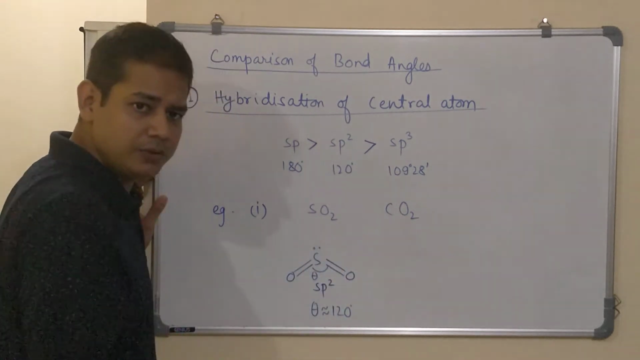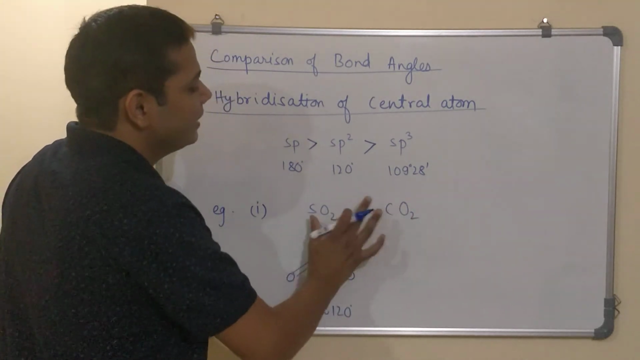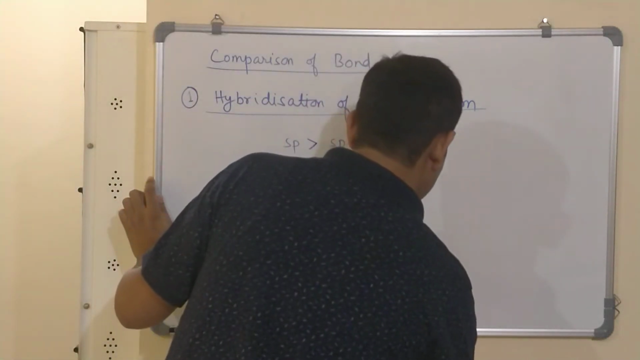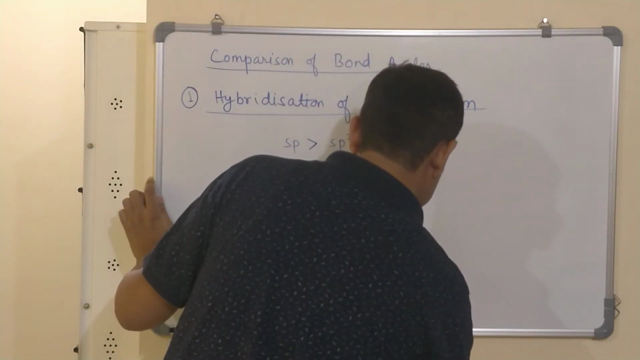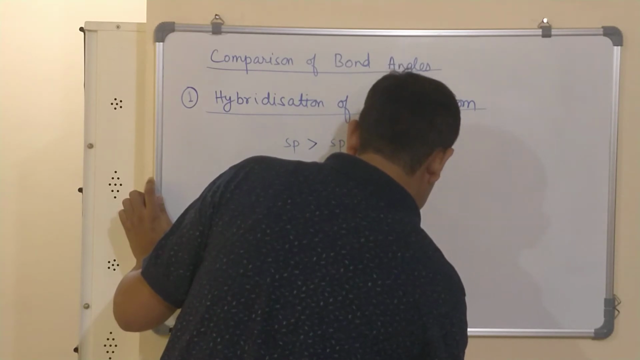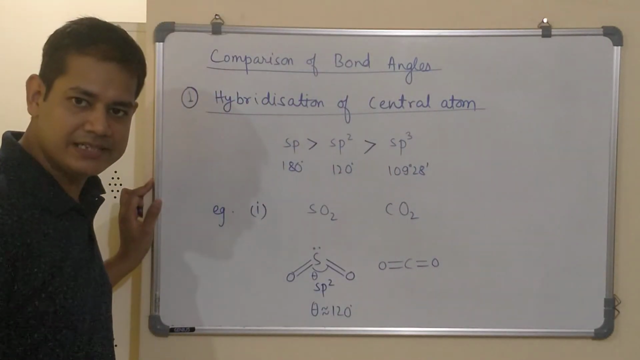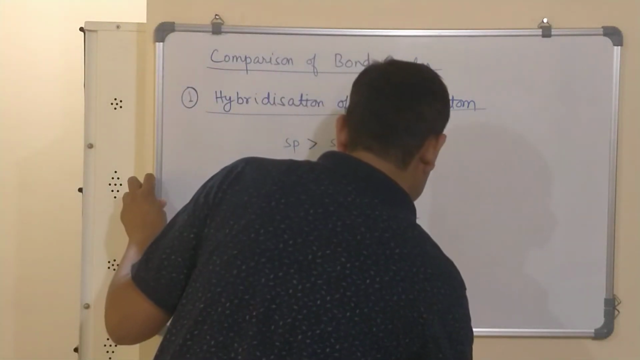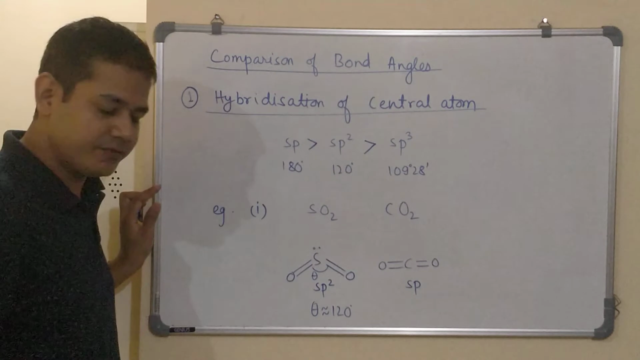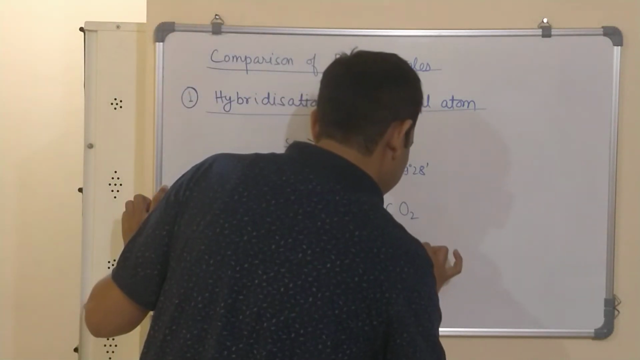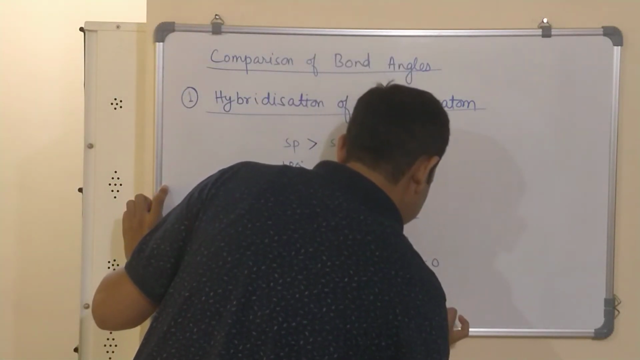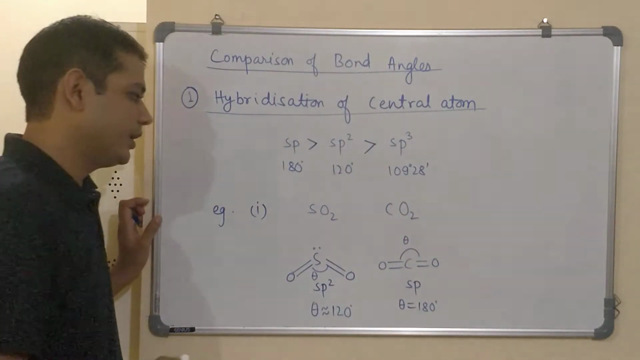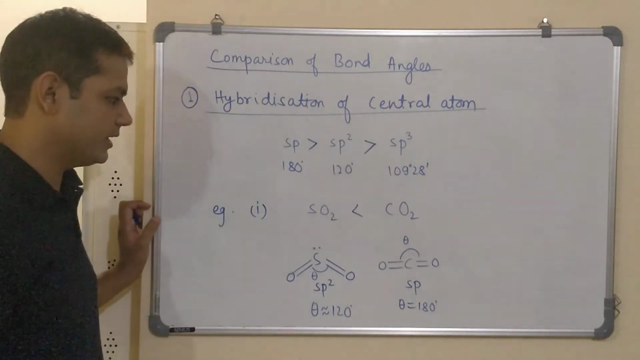They appear very similar by their molecular formulas, SO2 and CO2. If we draw the structure of CO2, there are two carbon-oxygen double bonds. Carbon has only 4 valence electrons, so there is no lone pair left on the carbon atom. The hybridization of the carbon is sp. If you look at the bond angle theta, it is 180 degrees. Obviously, 180 degrees is greater than 120 degrees. The bond angle in the CO2 molecule is greater than the bond angle in the SO2 molecule.